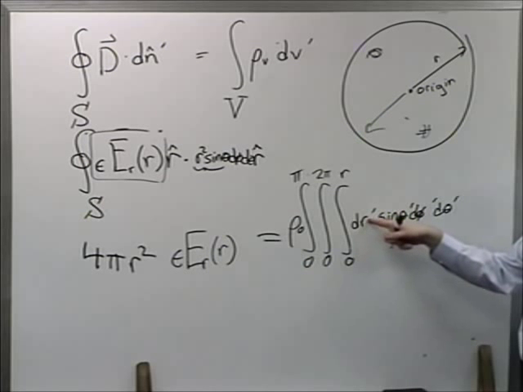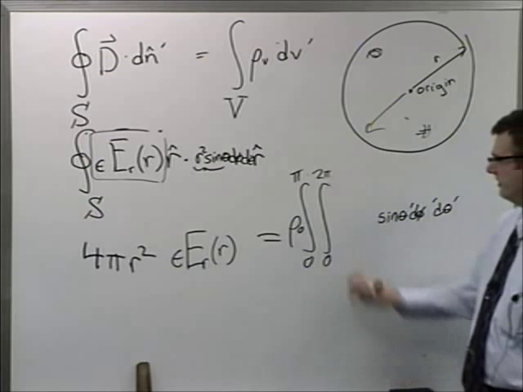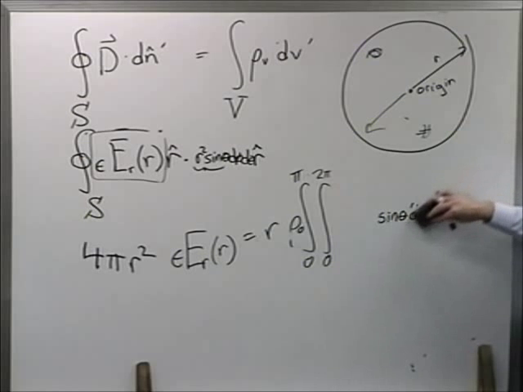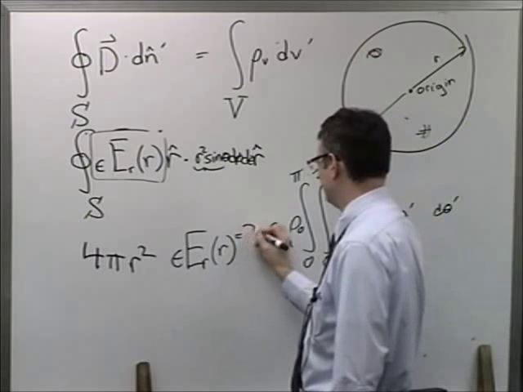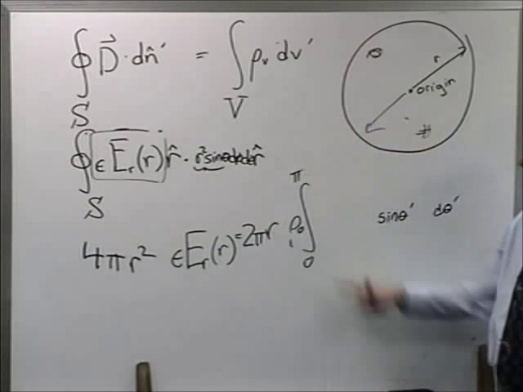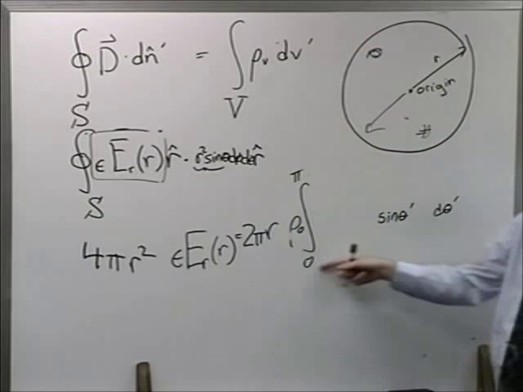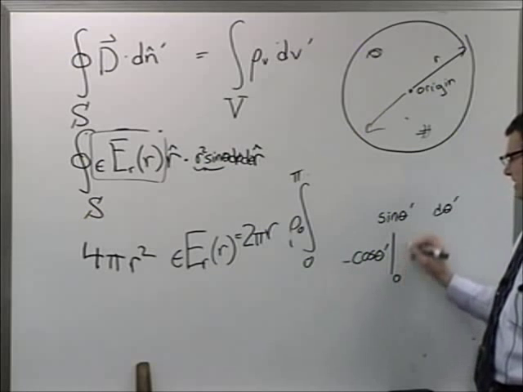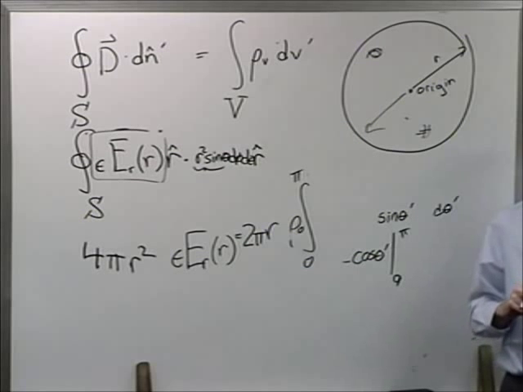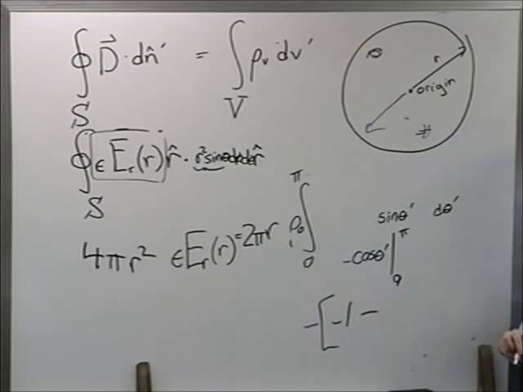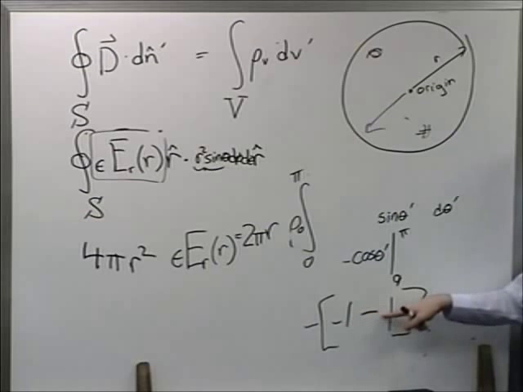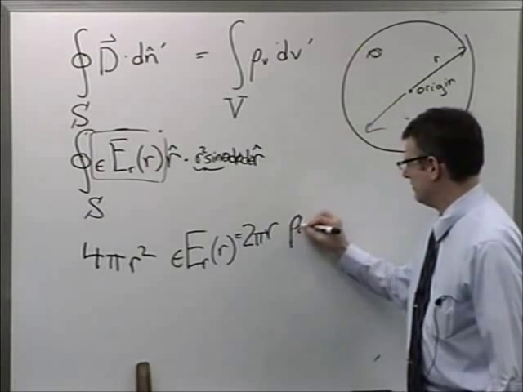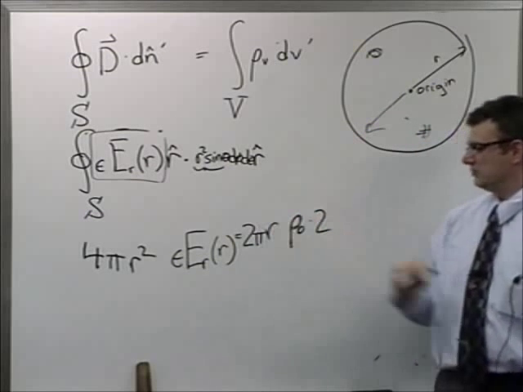Okay, I integrate dr prime from 0 to r. That's easy. That's just r. I integrate d phi prime from 0 to 2 pi. That's easy. That's just 2 pi. Now I've got to integrate sine theta prime d theta prime from 0 to pi. That's slightly not as easy, but it's still pretty easy, right? That's going to be cosine of theta prime with a negative in front of it, evaluated from 0 to pi. What's cosine of pi? Negative 1. Minus what's cosine of 0? Positive 1. I get negative 1 plus negative 1, that's negative 2. Then I take the minus sign. Oh, that wasn't that bad either. That's 2, which becomes 4 when you multiply it by the other 2.